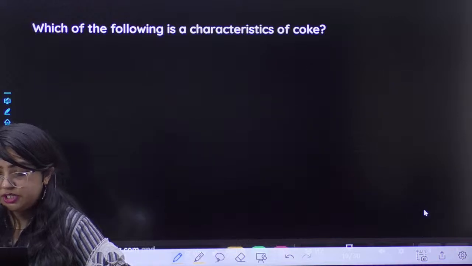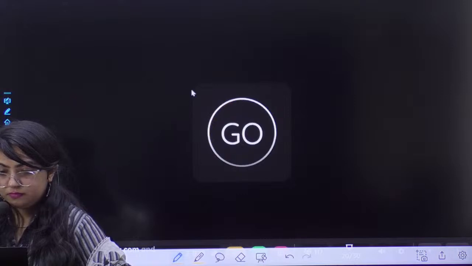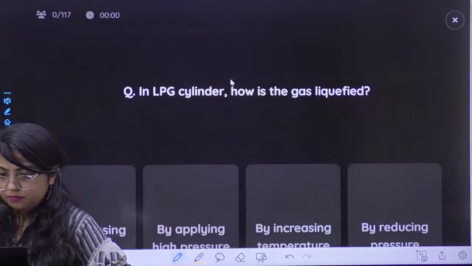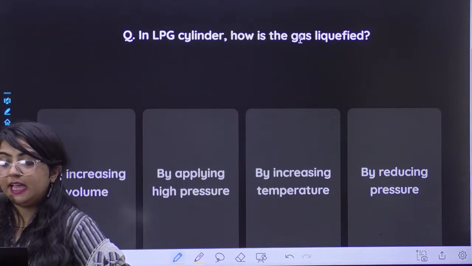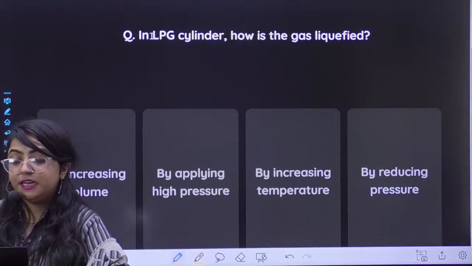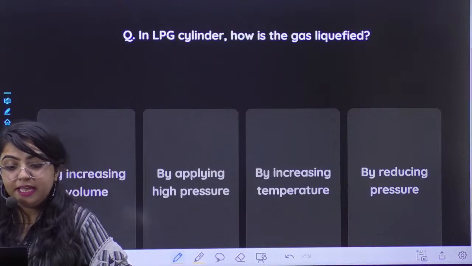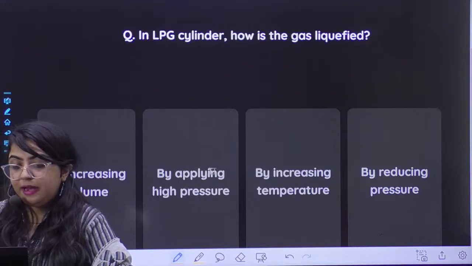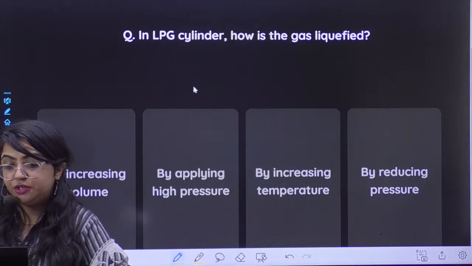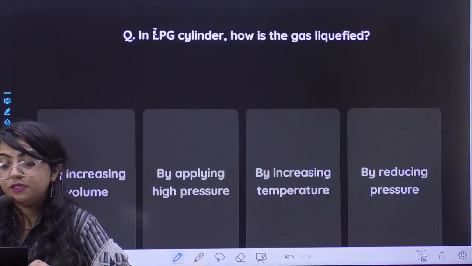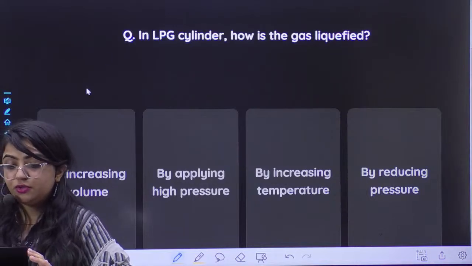Let's go to the next question. This question says, in an LPG cylinder, how is the gas liquefied? The gas present in the LPG cylinder is liquefied by which process? By increasing its volume, by applying high pressure, by increasing temperature, or by reducing pressure. The LPG cylinder that we have in our homes, the gas converts into liquid by which process? Please choose the correct option.